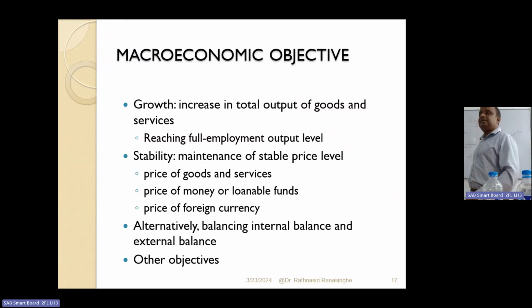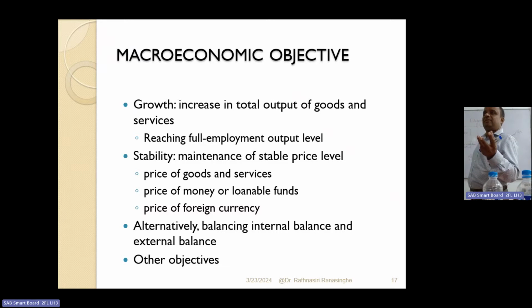So stability we can discuss in two forms: one is the internal stability, the other one is the external stability. Because there is a problem: sometimes we cannot achieve both internal and external stabilities. Sometimes when you are trying to achieve the internal stability, it may worsen the external stability.